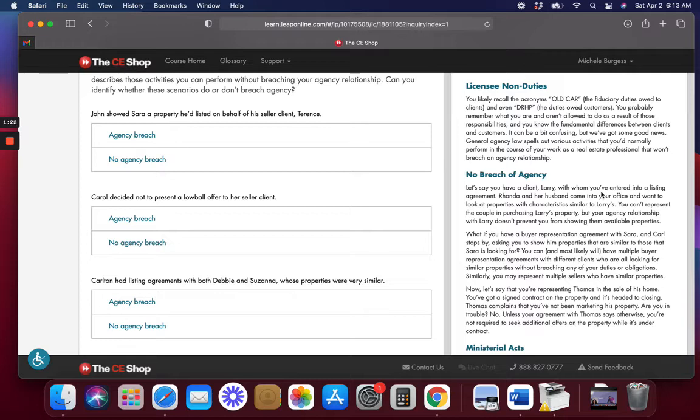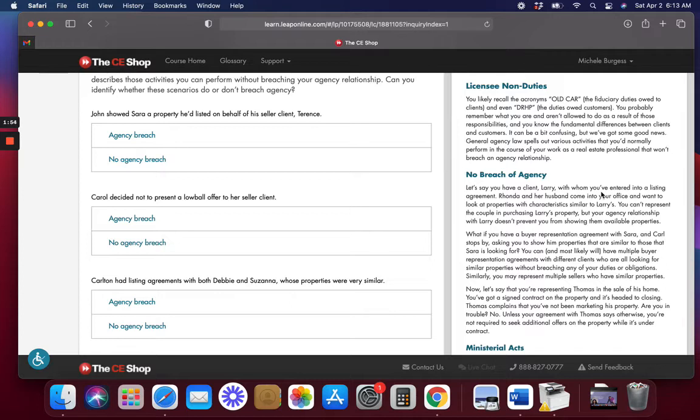You likely recall the acronyms OLD-CAR, the fiduciary duties owed to clients, and DRHP, the duties owed to customers. If you need to go back through it again, go back and watch those videos. They're not really long, about 10 minutes. You probably remember what you are and aren't allowed to do as a result of those responsibilities. You should know the fundamental differences between clients and customers. It can be a bit confusing, but we have some good news.